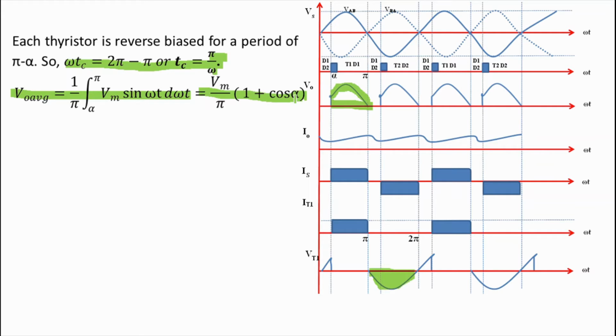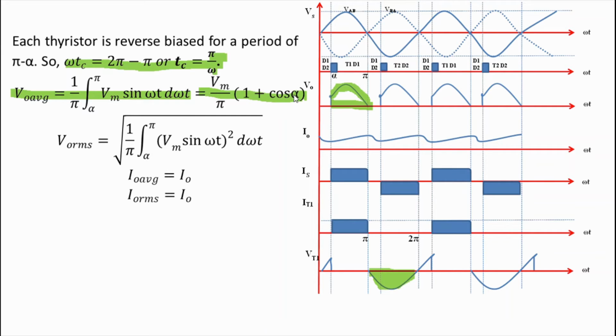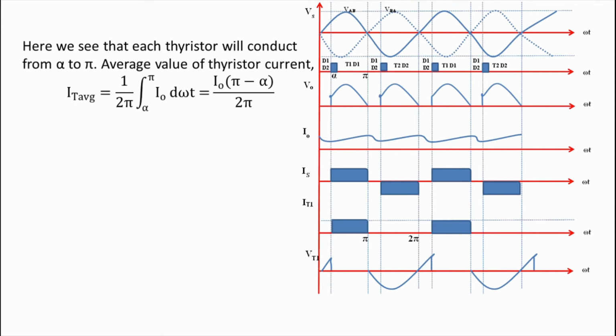Now similarly we can calculate the RMS value of output voltage, that will be equal to the square root of 1 upon pi integration alpha to pi of (Vm sin omega t) whole squared d omega t. On solving this you will get the RMS value of output voltage. Now we know that output current I0 is constant. So when output current is constant, its average value will be equal to its RMS value, and that will be equal to I0.